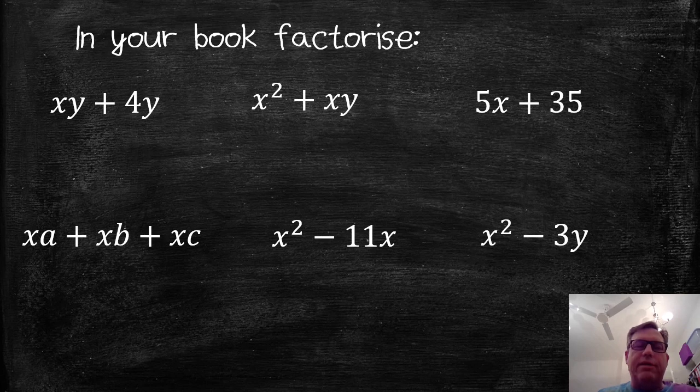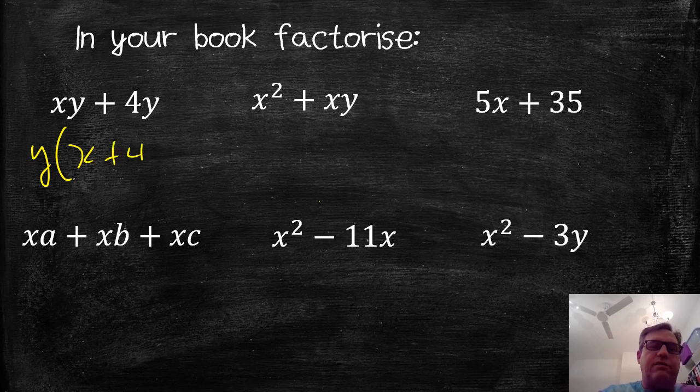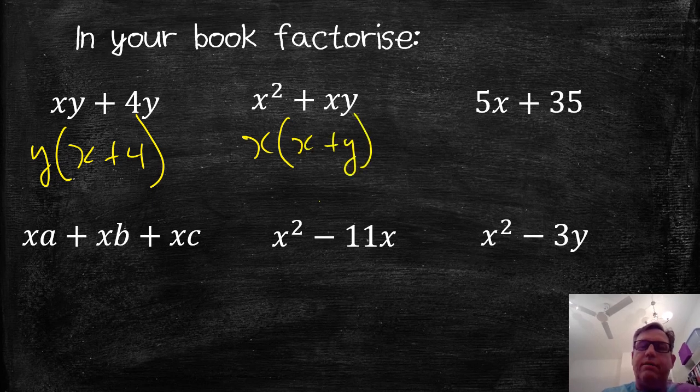Okay, I want you to pause the video. I want you to factorize these in your book, and then start the video, and we will see how we did. Okay, the first one has a common factor of y. That leaves me with x plus 4. The next one has a common factor of x. So that leaves me with x plus y. The next one has a common factor of 5, which leaves me with x plus 7.